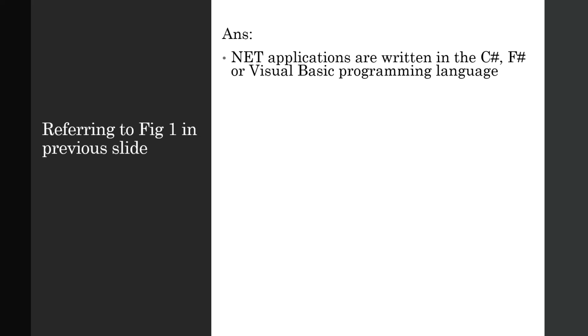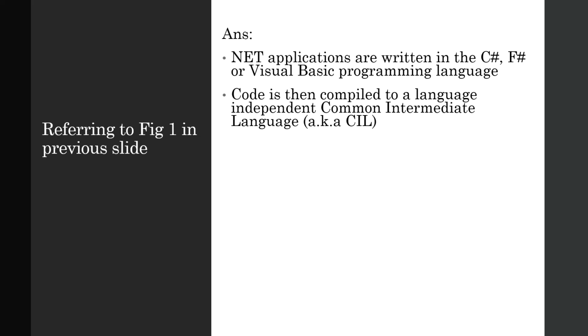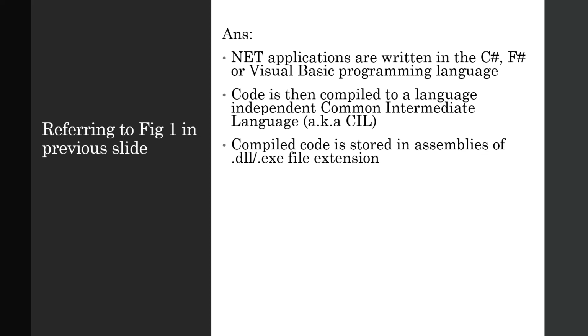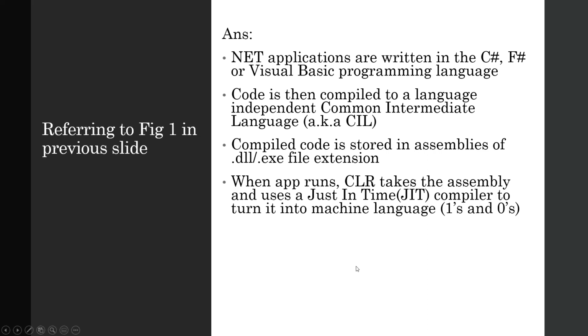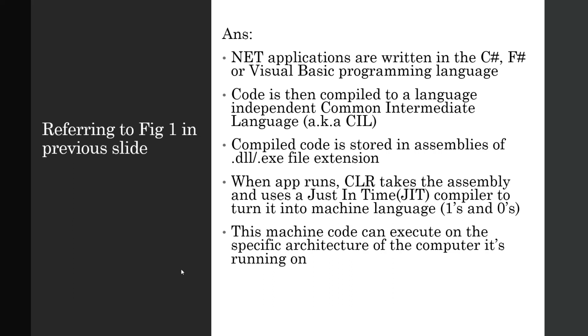The .NET applications are written in C#, F#, or Visual Basic programming language. The code is then compiled into a language-independent Common Intermediate Language, also known as CIL. The compiled code is stored in assemblies with DLL or exe file extensions. Then when the app runs, CLR takes the assembly and uses a just-in-time compiler to turn it into machine language, ones and zeros. Now this machine code can execute on the specific architecture of the computer it's running on.